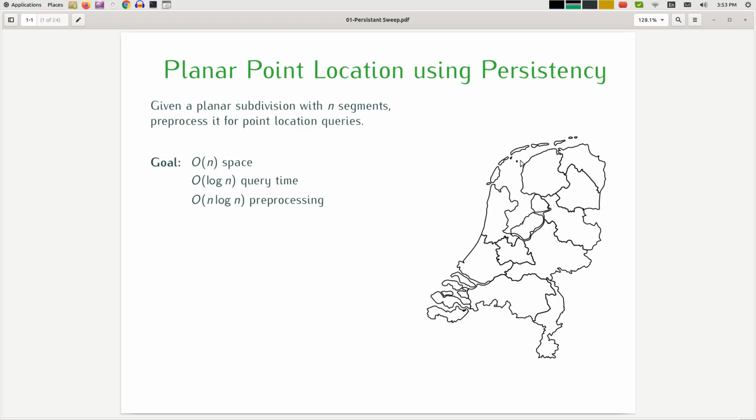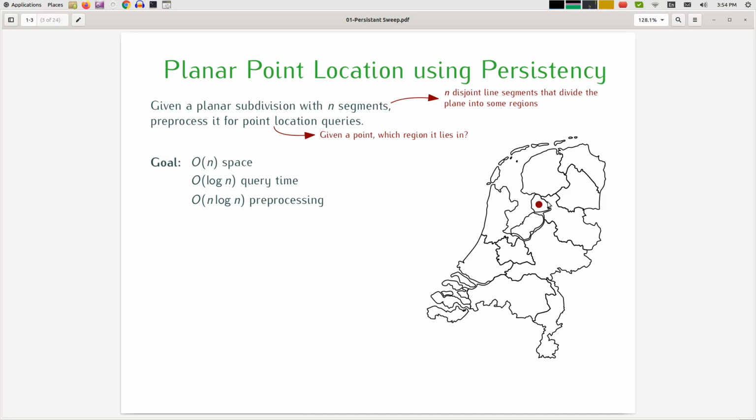So here's the input. We have a planar subdivision with n segments, which means that the input is a set of n disjoint line segments that divide a plane into some regions. For example, something like this. So this could be a map of a country or a bunch of regions, and you can think of every region as bounded by a bunch of line segments that in total we have n of them. We want to pre-process this. We want to store this in a data structure such that given a query point in the plane, we can find the region that this query lies inside.